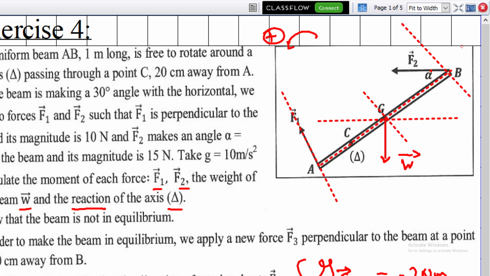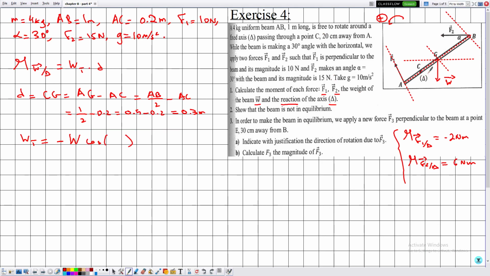So notice that this angle alpha is the same as this angle alpha here. So this angle is alpha, but notice that this angle is 90 degrees, which means that this angle is also 90 degrees. So if this is 90 or pi by 2 and this is alpha, then this angle here will be pi by 2 minus alpha.